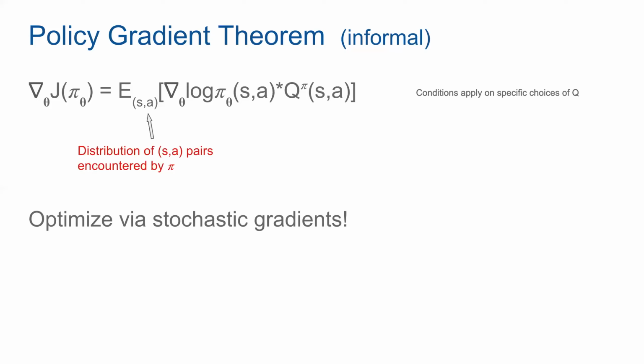And something that's really nice is that this form is basically the form that enables us to design gradient-based learning of policies, and then we can think about how to make it more efficient. So we can directly optimize this via stochastic gradients.